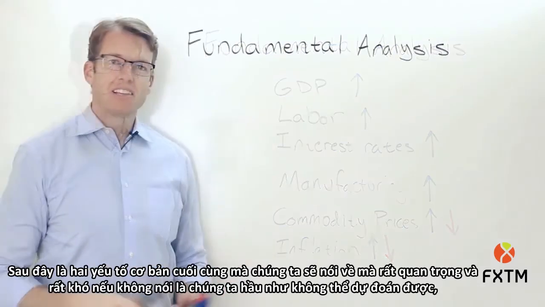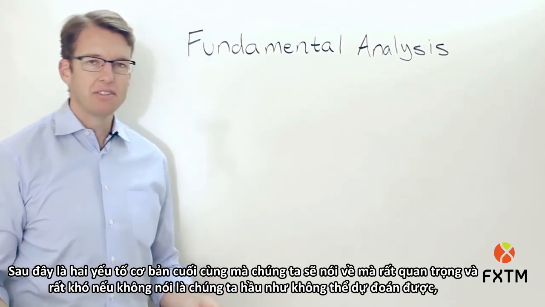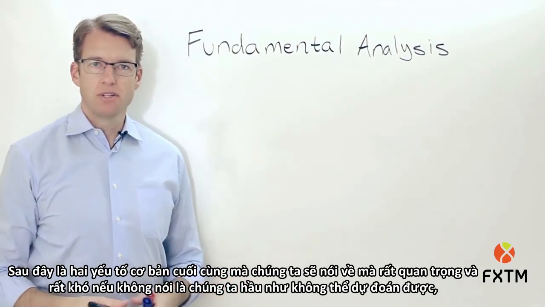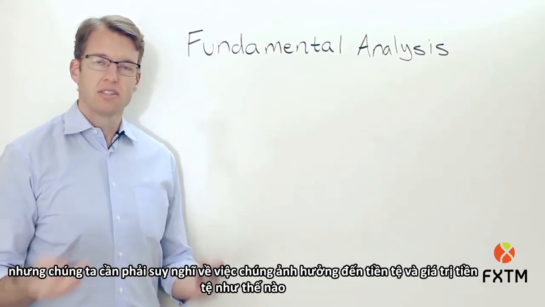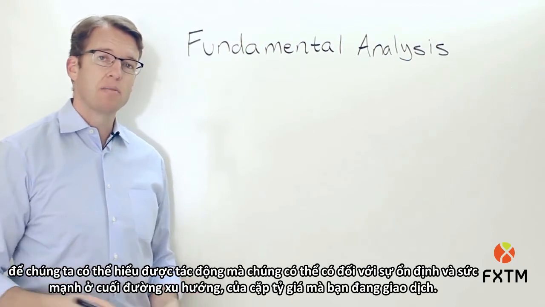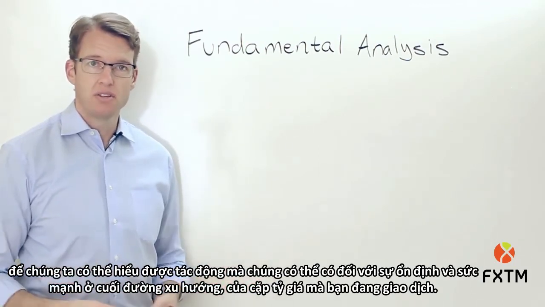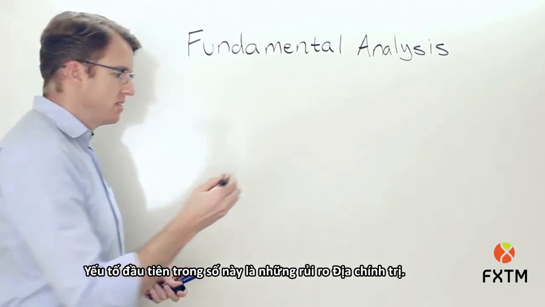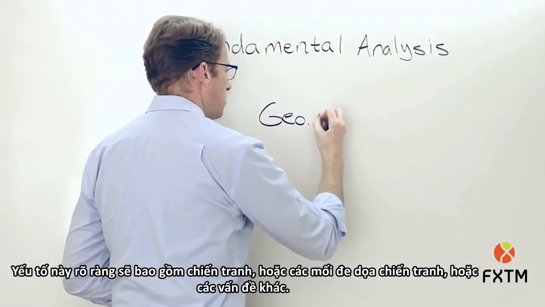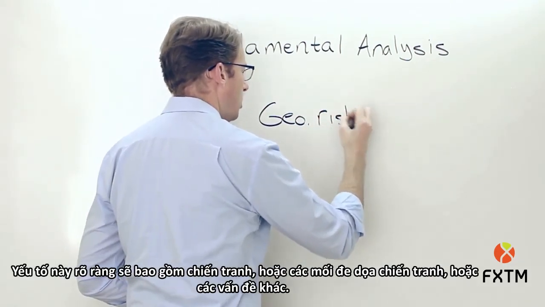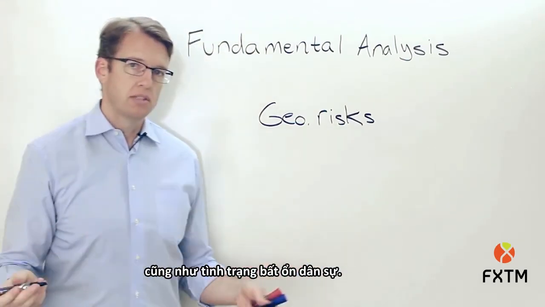Now, the last two fundamental factors that we're going to talk about are important, but they're very difficult, if not virtually impossible for us to be able to predict. But we need to think about how they affect currencies and currency values so we can understand the impact that they might have on the stability and the strength of the underlying trend of the currency pair that you're trading. So the first one of these is geopolitical risks. So this would obviously include war or the threat of war or other issues, so civil unrest as well.